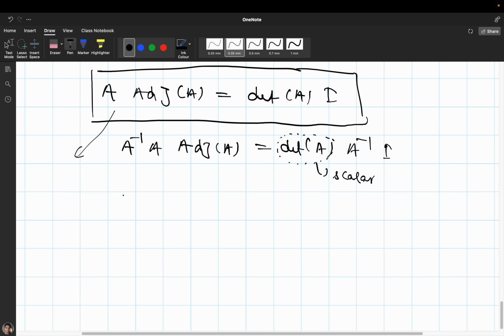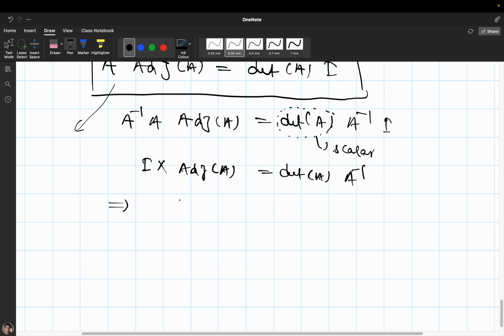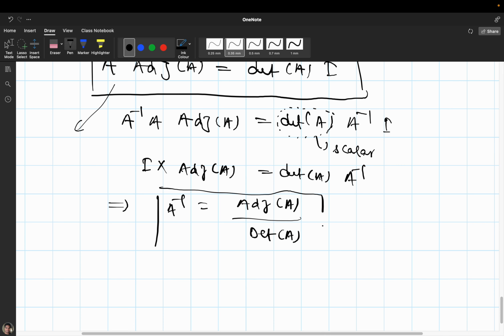So what will this be? Identity, right? Identity times adjoint of A, that is determinant of A, and A inverse multiplied by identity is nothing but A inverse. Now A inverse equals what? Here, same, I times adjoint of A, that is adjoint of A divided by determinant of A. So this is the definition.